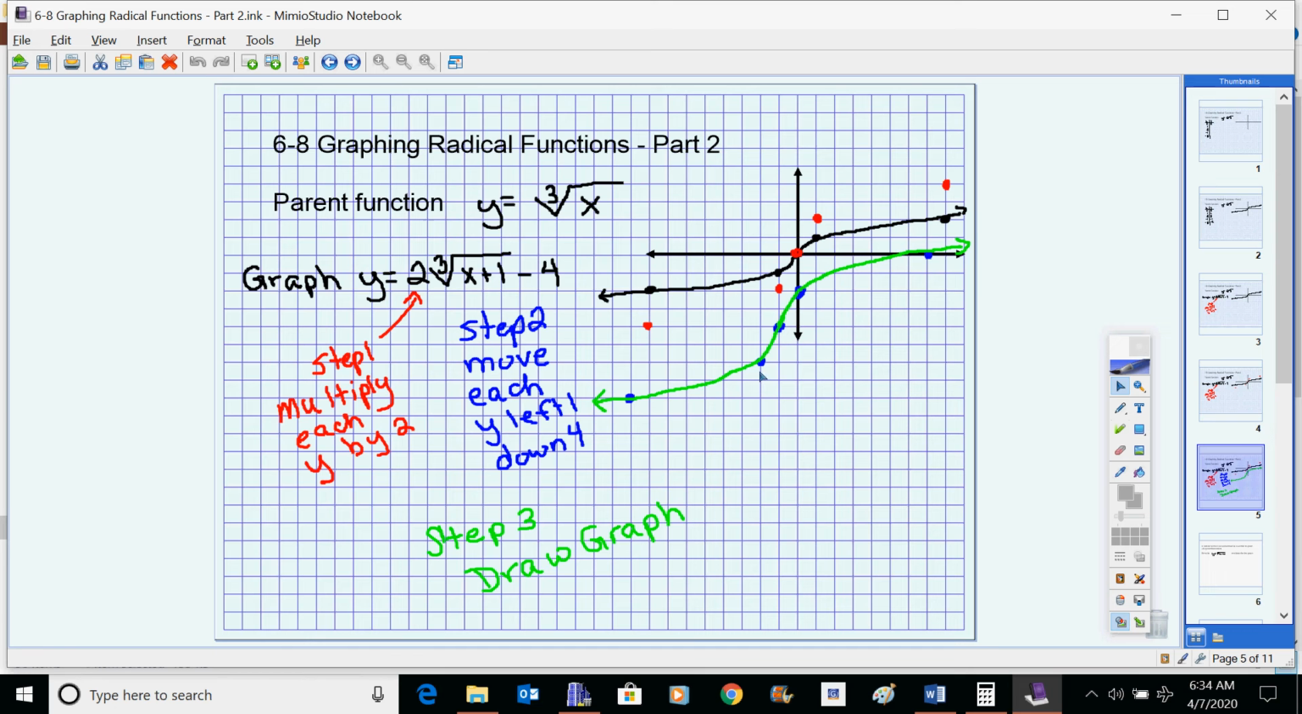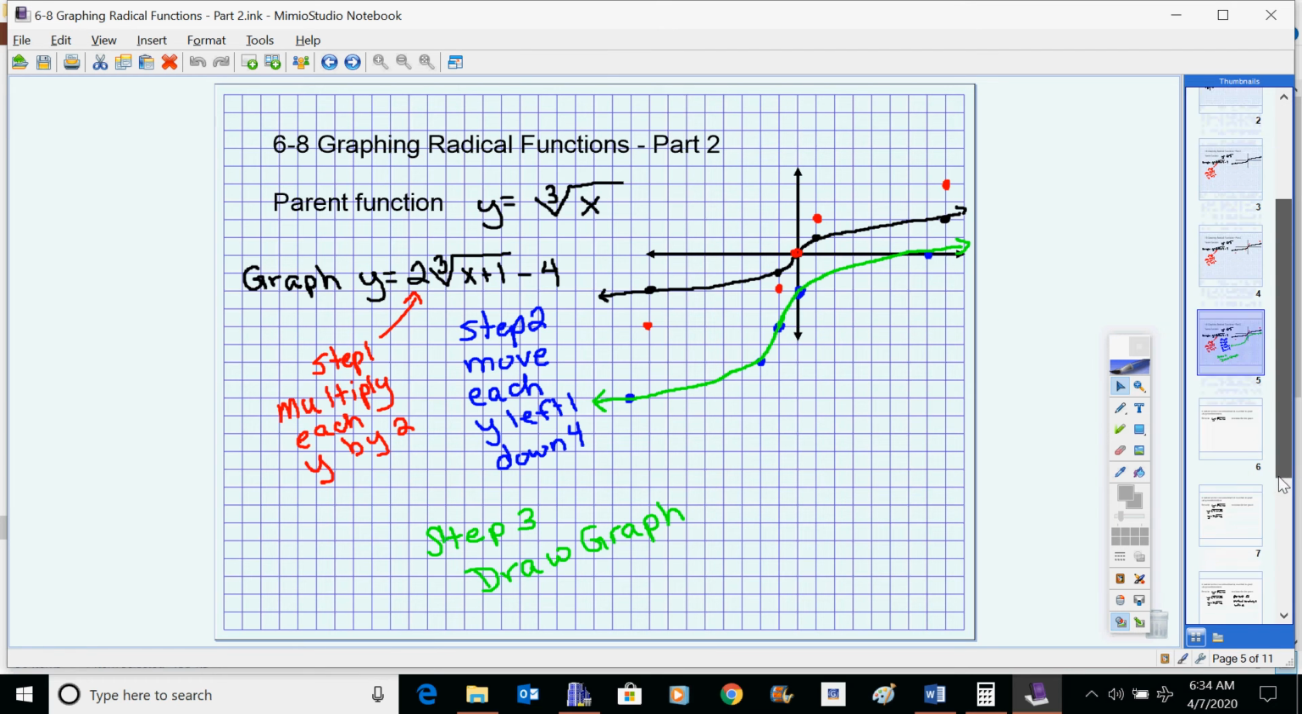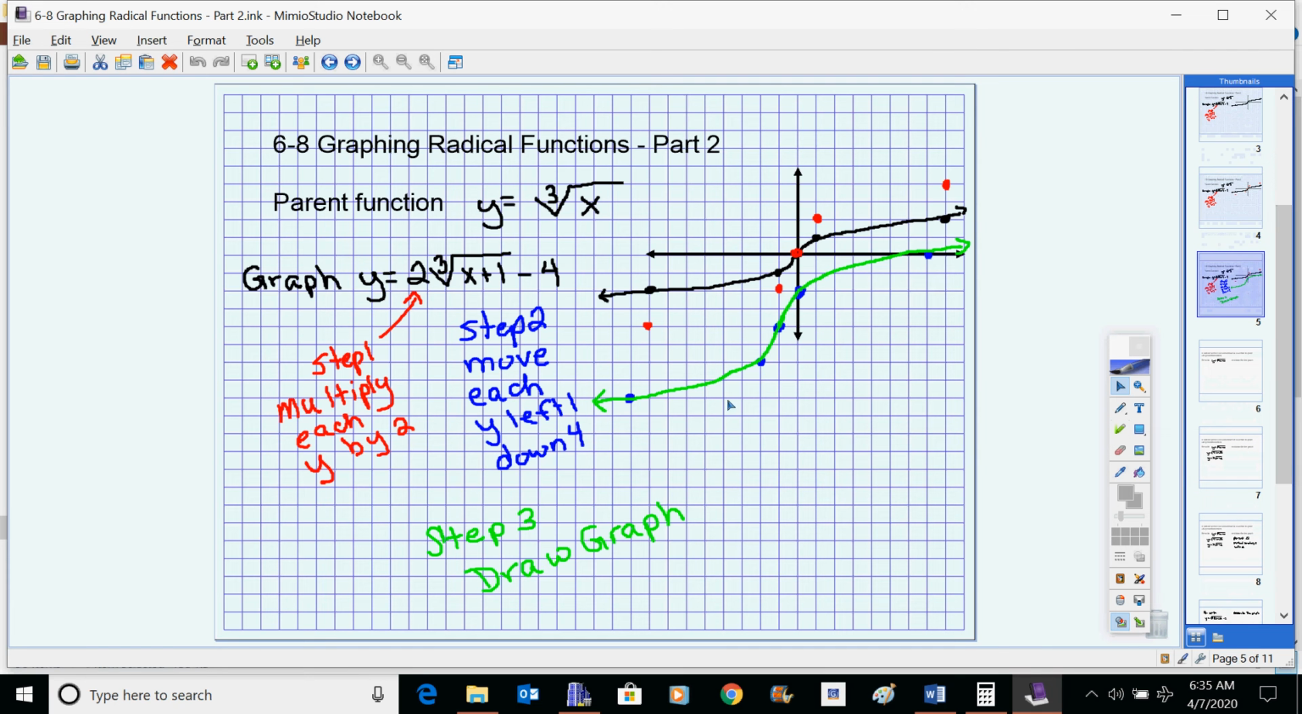Left 1, 1, 2, 3, 4, and you can see that our new graph is stretched. It's not as flat, and it's moved over and down. So a lot of times on these graphs, if you have the parent function handy right there, and you do it step by step like that, it really doesn't come out to be too hard, but you've got to keep in mind what you're doing.